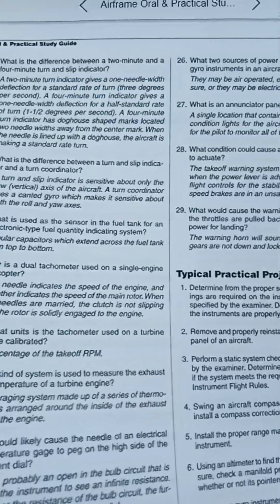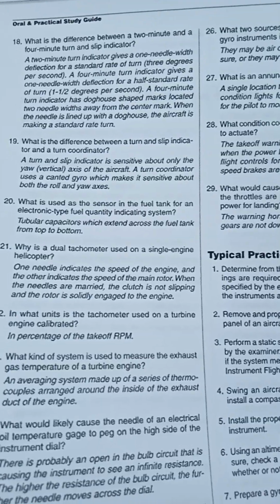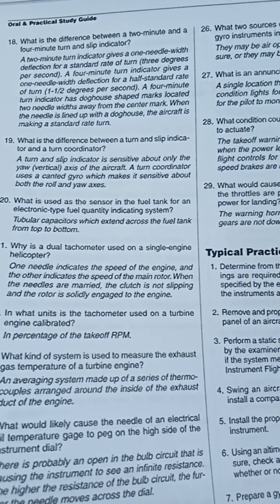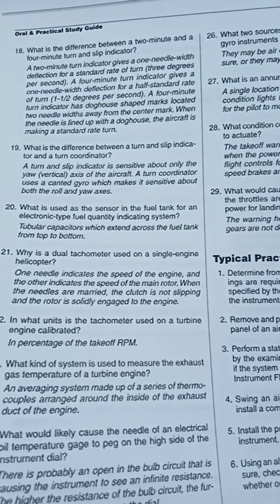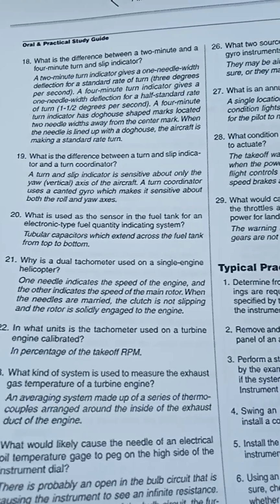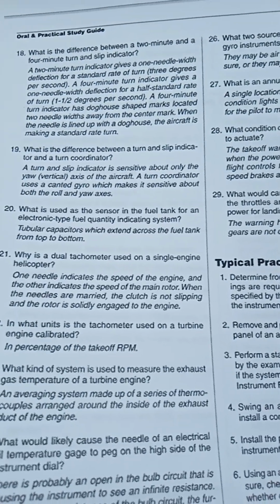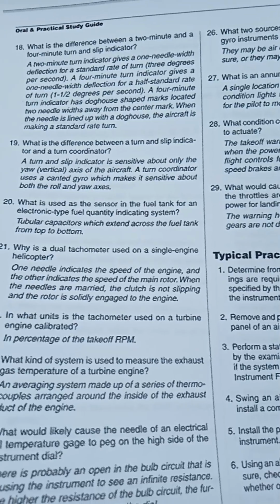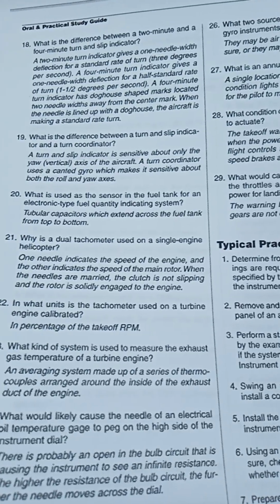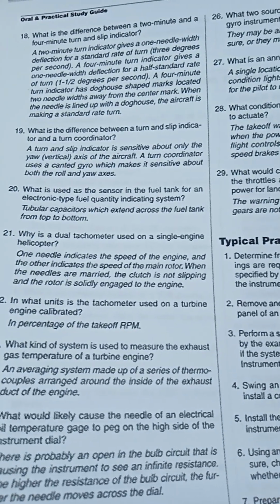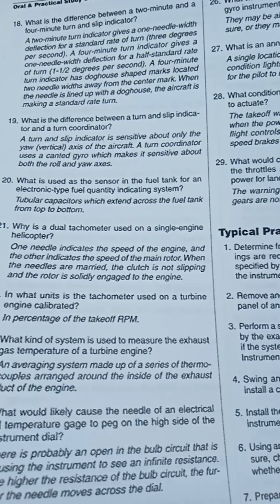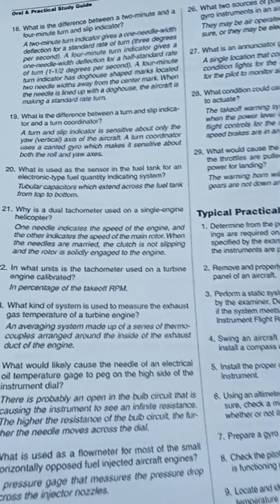What is the difference between a 2-minute and a 4-minute turn and slip indicator? A 2-minute turn indicator gives a 1 needle width deflection for a standard rate of turn. That's 3 degrees per second. A 4-minute turn indicator gives a 1 needle width deflection for a half standard rate of turn. That's 1.5 degrees per second. A 4-minute turn indicator has a doghouse shaped mark located 2 needles width away from the center. When the needle is lined up with the doghouse mark, the aircraft is making a standard rate turn.